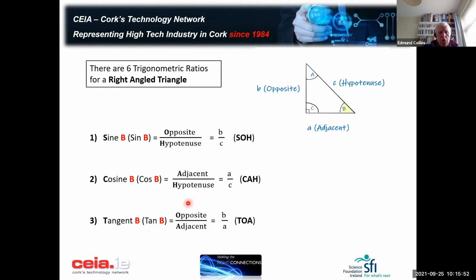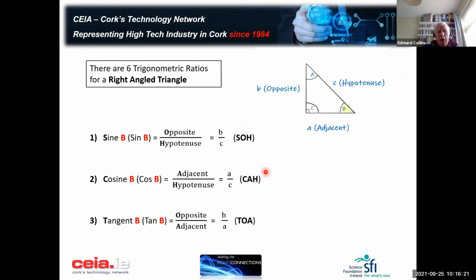But you might have noticed as well that the tan is also equal to the sine over the cosine, because if you put the sine, which is opposite over the hypotenuse, over the cosine, adjacent over the hypotenuse, the hypotenuses cancel out, and we're left with the tan, opposite over the adjacent. So that can come in handy sometimes in problem solving, to remember that. But they're certainly three key trigonometric ratios.